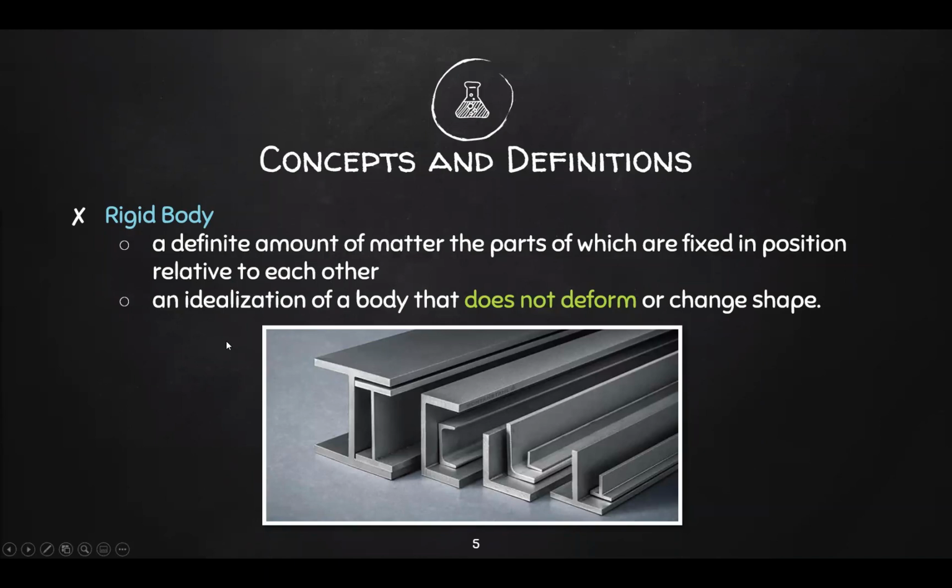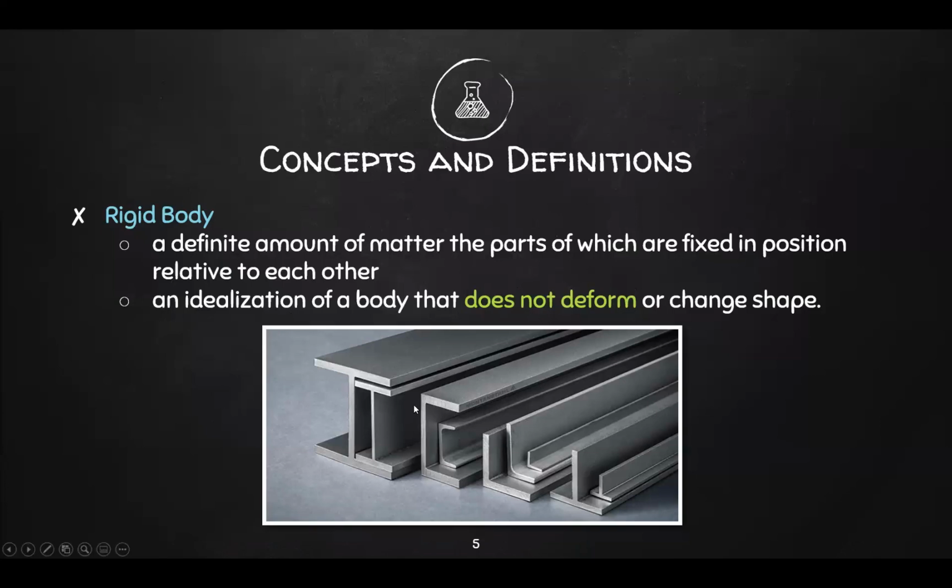So one definition of rigid body is that it is a definite amount of matter, the parts of which are fixed in position relative to each other. A simpler definition of a rigid body is that it's an idealization of a body that does not deform or change shape. Now, actually, solid particles are never rigid. They deform under the action of applied forces. However, in many cases, this deformation is negligible compared to the size of the body. Therefore, the body may be assumed rigid.